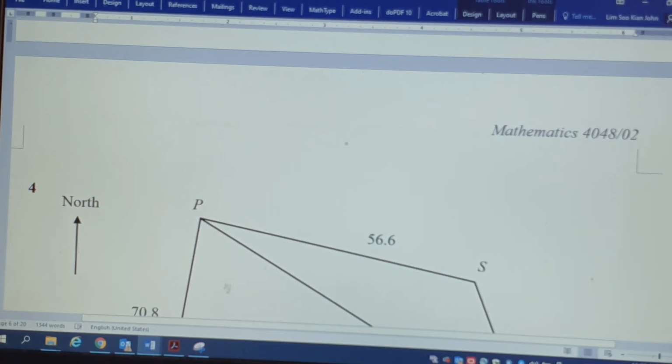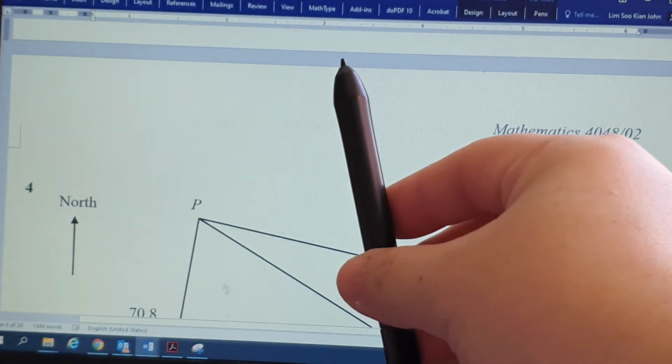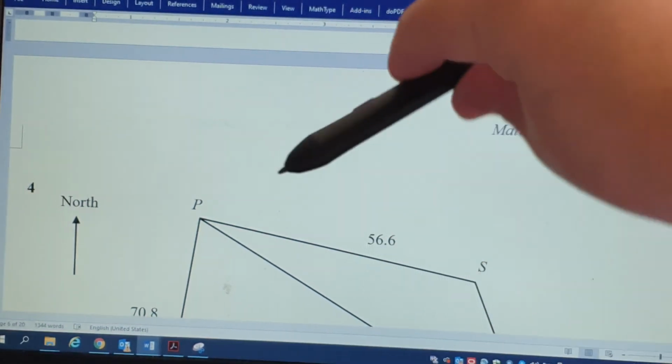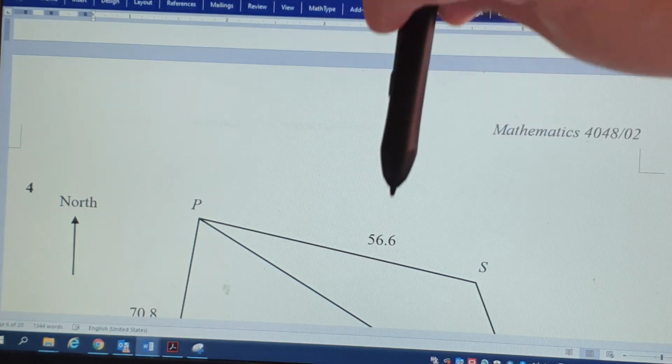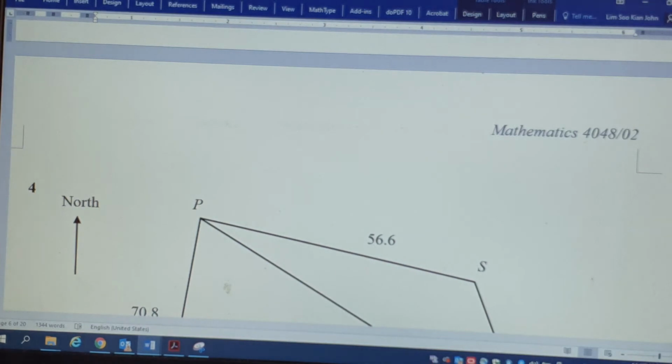See carefully in the exam, okay? Sometimes the north is like that. Sometimes the north is like that. Sometimes it's like that. But it has never been like that. Maybe this year they will set it pointing downwards, that's north. So you see carefully.